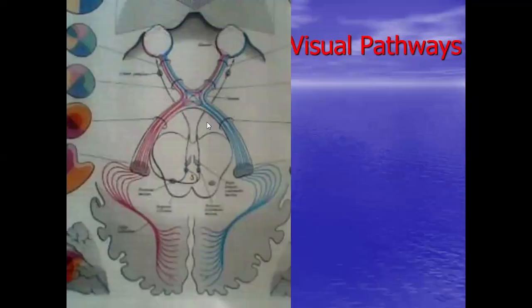Now, for the visual pathway, if you remember from the retina, we have the following neurons. The first order neuron are rods and cones. The second order neuron are the bipolar cells. The third order neuron are the optic nerve. So this is what we have. The optic nerve is the third order neuron after two synapses.